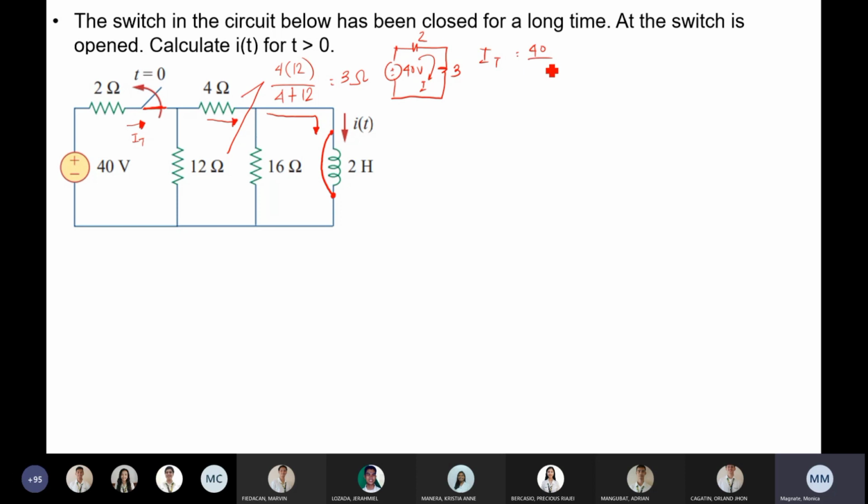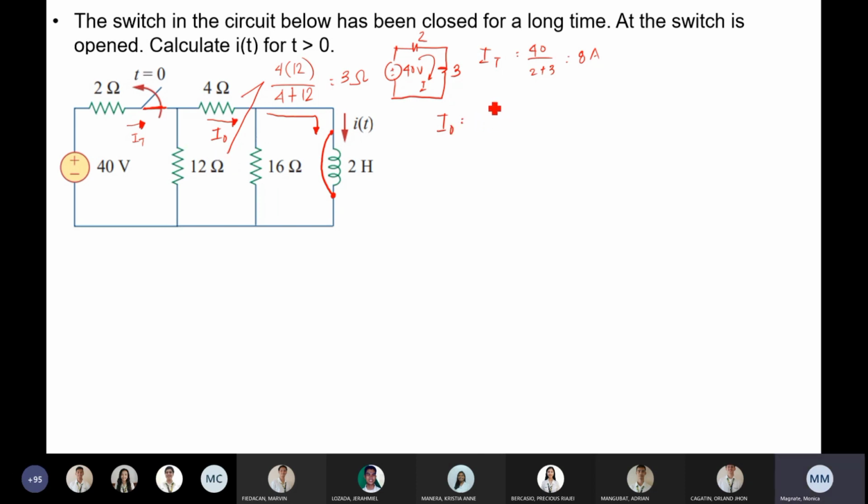So, 40 volts over 2 plus 3, or 5, so we have 8 ampere. Kuha po. Tapos, kunin natin yung initial na current na dadaloy dito kay inductor. Since shorted itong ating 16 ohm dito, yung dumadaloy ngayon kay 4 ohm, yun na rin yung initial current ng ating inductor. So, kukunin natin tong IO dito.